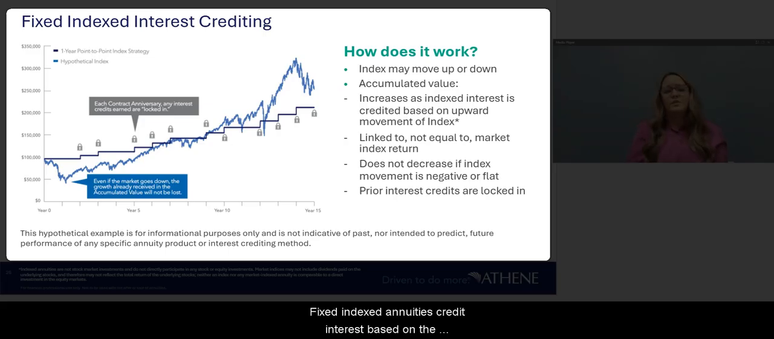Fixed indexed annuities credit interest based on the performance of a specified market index, such as the S&P 500. If you take a look at this image, you can see the blue jagged line, which is the market itself. You can see that if the client's money was allocated to that, they would have gains, but you'd also see the downside years where the market is going down.